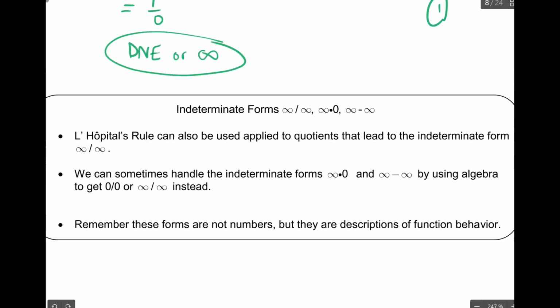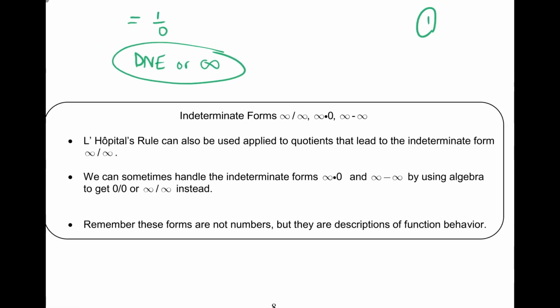Alright, here are other indeterminate forms. L'Hopital can also be applied to quotients that lead to indeterminate forms of infinity over infinity. So not just 0 over 0, but any indeterminate form: 0 over 0, infinity over infinity, infinity times 0, infinity minus infinity. We can sometimes handle infinity times 0 and infinity minus infinity by using algebra to get 0 over 0 or infinity over infinity instead. Remember, these forms are not numbers, but they're descriptions of function behavior.